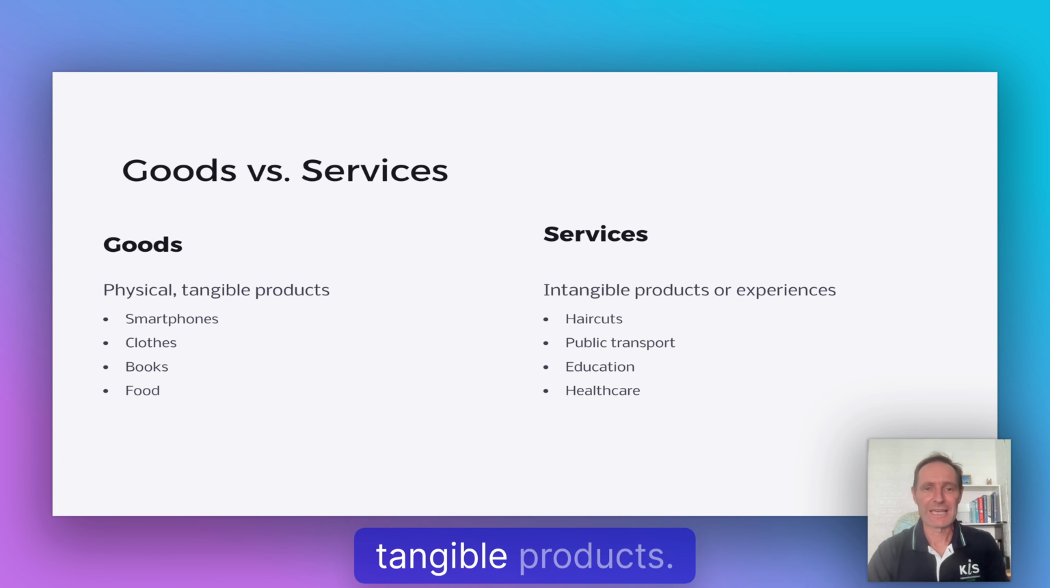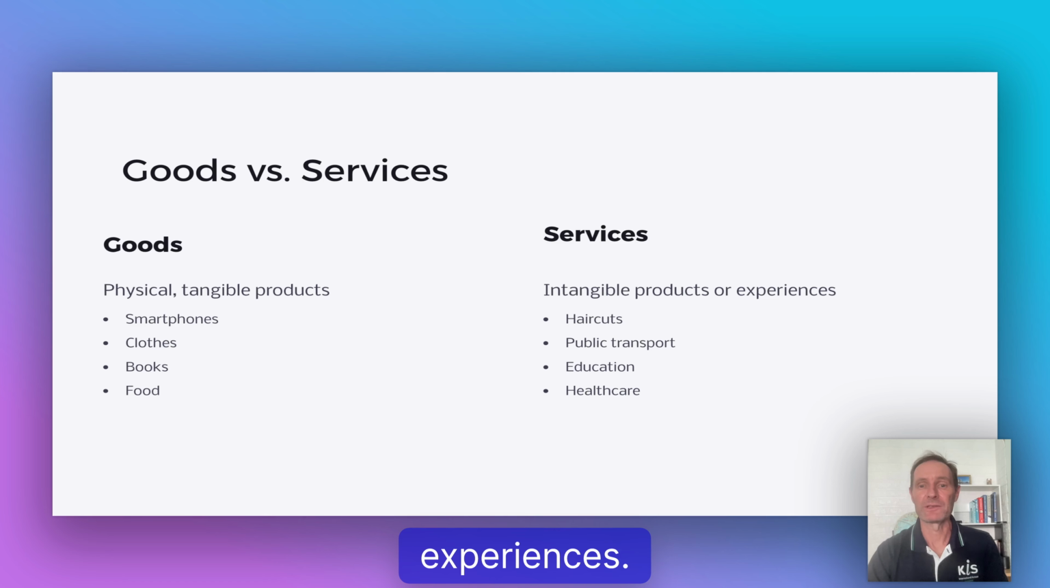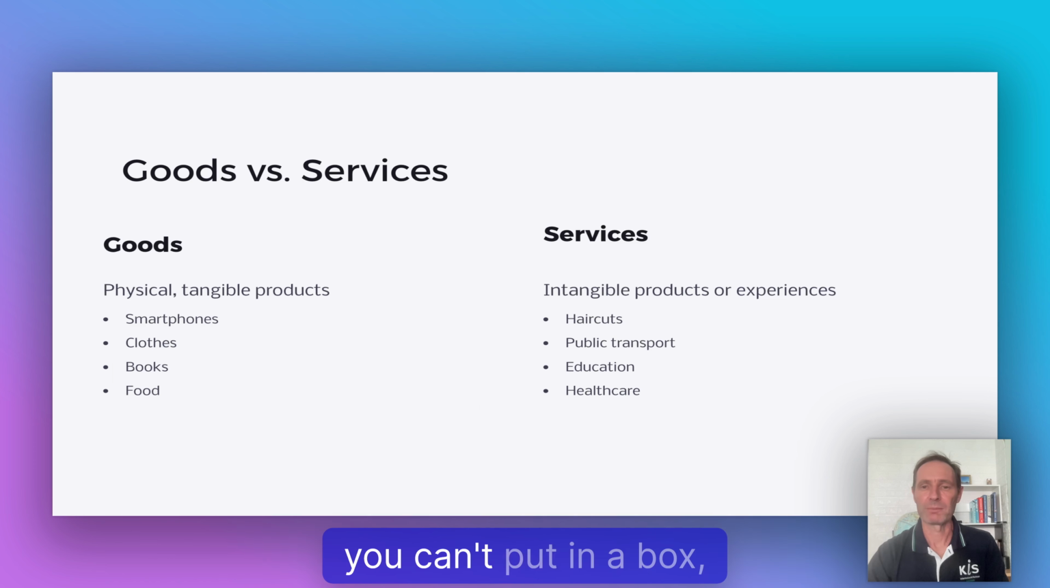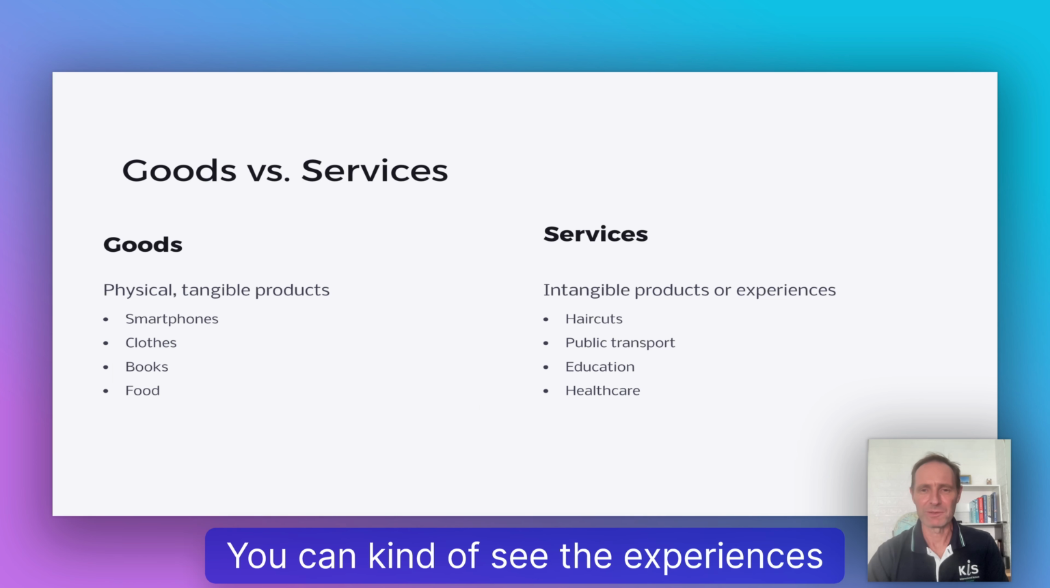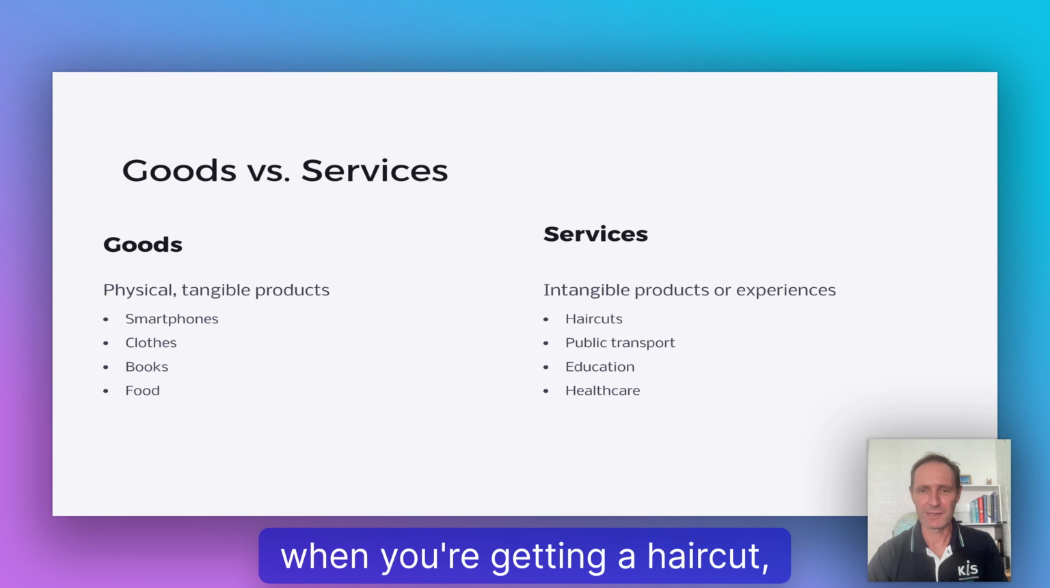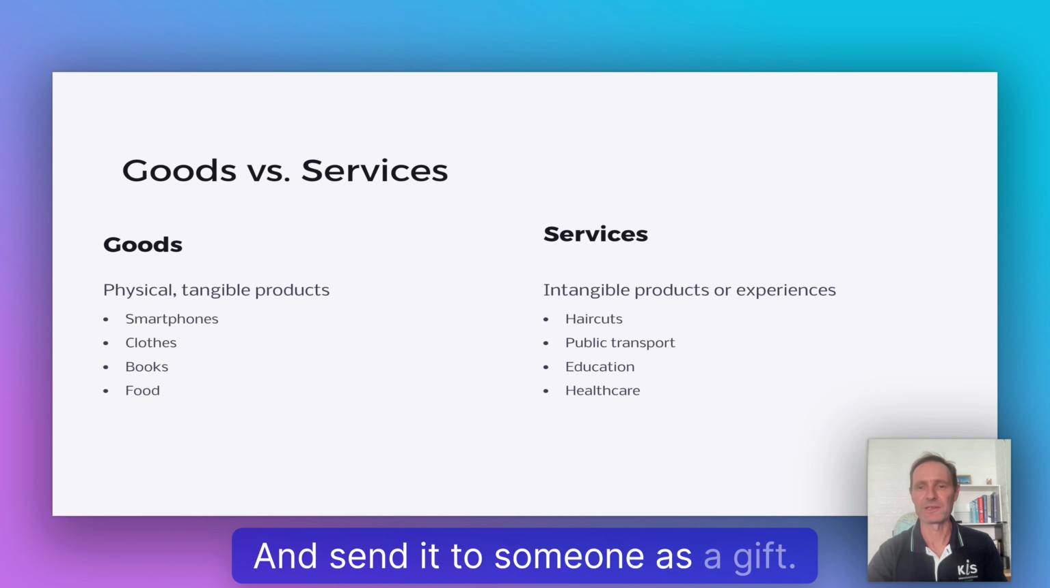Goods are physical, tangible products, for example, smartphones, clothes, books, food. Services are intangible products or experiences, things like haircuts, public transport, education, and healthcare. So we often say that services are things that you can't put in a box. You can't really touch them. You can kind of see the experience that's taking place. For example, when you're getting a haircut, you can see the result, but you can't put the service in a box and send it to someone as a gift.